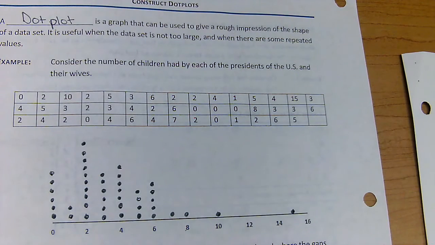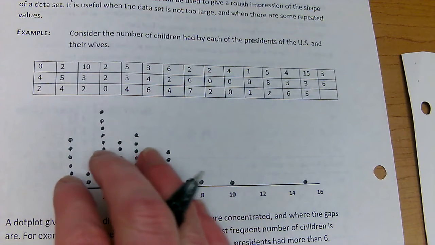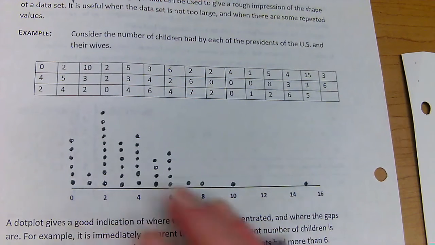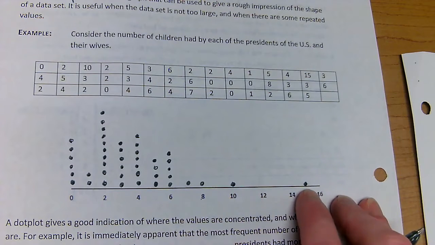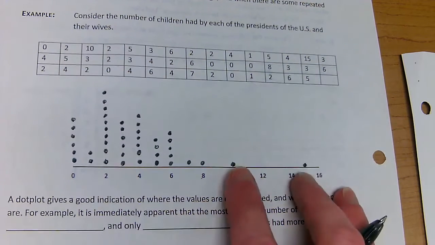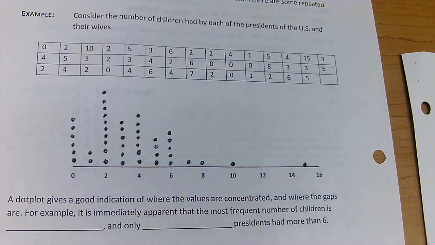So looking at this data, we can tell what the mode is. And we can tell that this is not symmetrical. We have a right tail, so this is skewed right. And it's skewed right because we have these crazy people that had 10 kids and 15 kids. These kind of look like what could be called outliers, and we'll talk about that later.